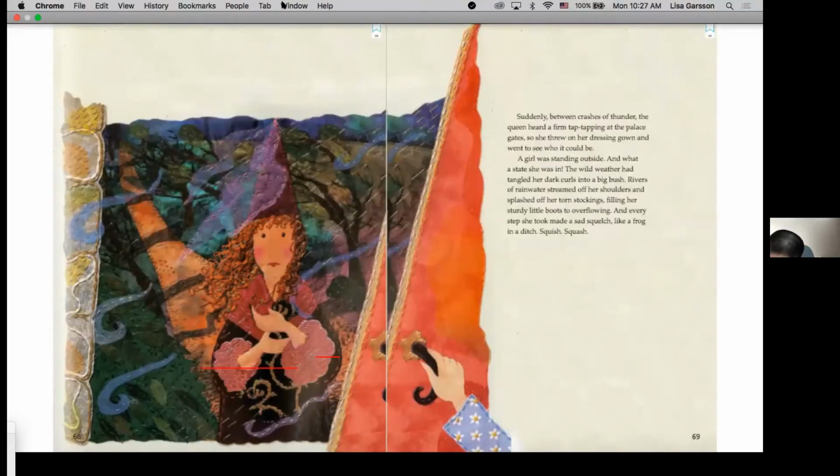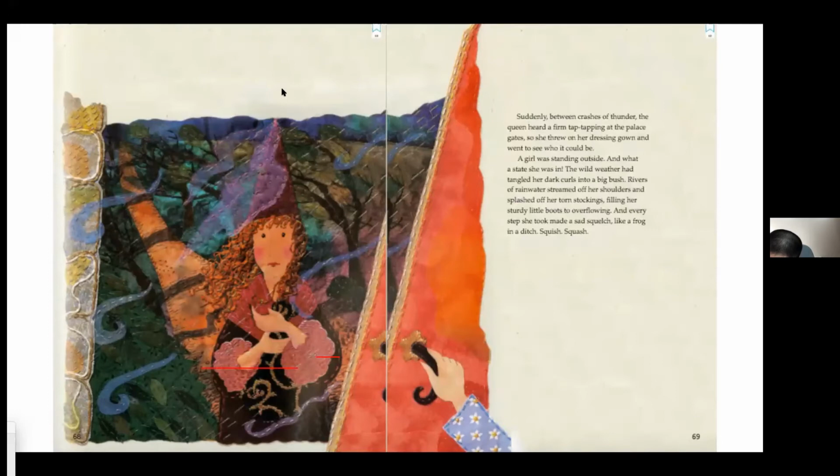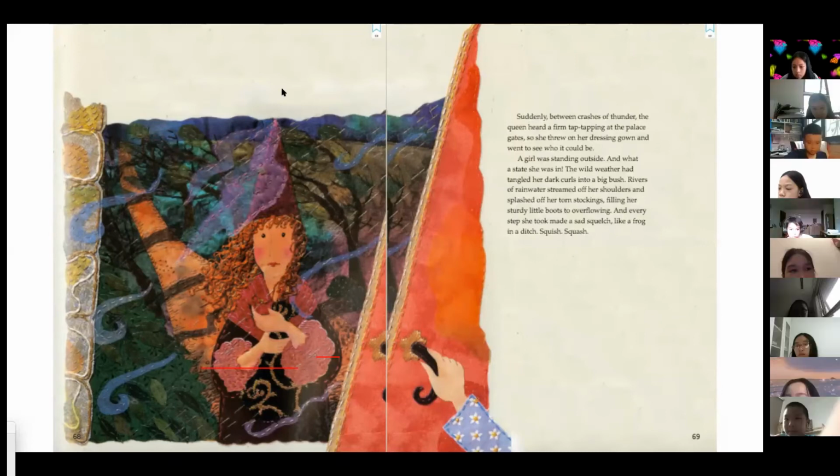Suddenly, between crashes of thunder, the queen heard a firm tapping at the palace gates. So she threw on her dressing gown and went to see who it could be. A girl was standing outside, and what a state she was in. The wild weather had tangled her dark curls into a big bush. Rivers of rainwater streamed off her shoulders and splashed off her torn stockings, filling her sturdy little boots to overflowing. And every step she took made a sad squelch, like a frog in a ditch. Squish, squash.